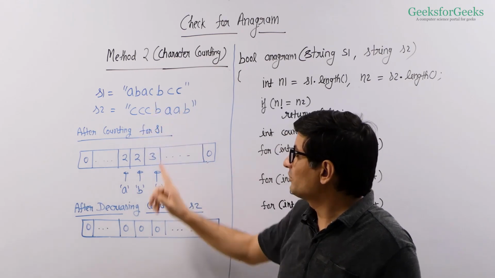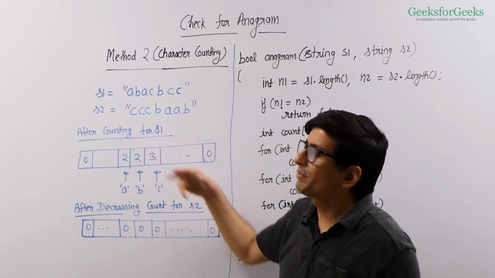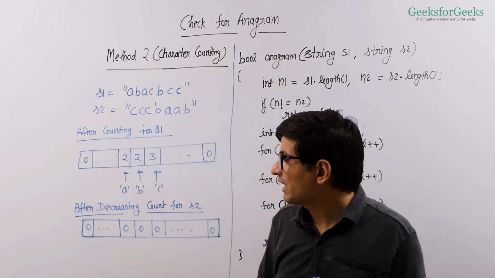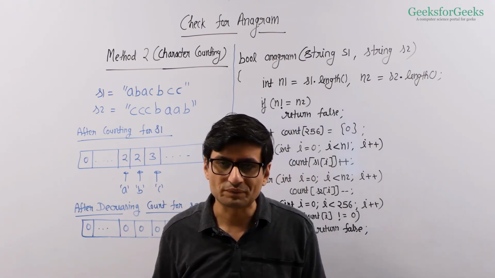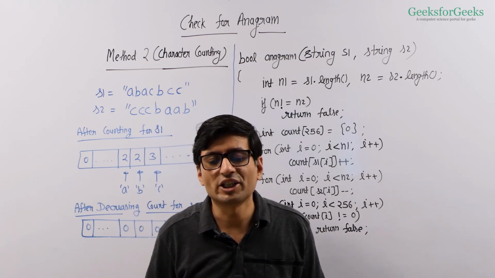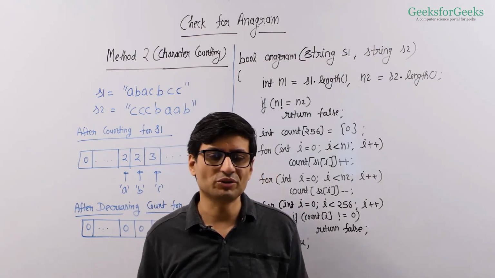B appears 2 times. We are going to decrement the count by 2. We are going to get 0 here. And then A appears 2 times. So we are going to decrement the count by 2 and we are going to get 0 here. After we processed string 2, if these two strings are anagram of each other, then you will have finally the count array as 0. That's the check we are going to make.